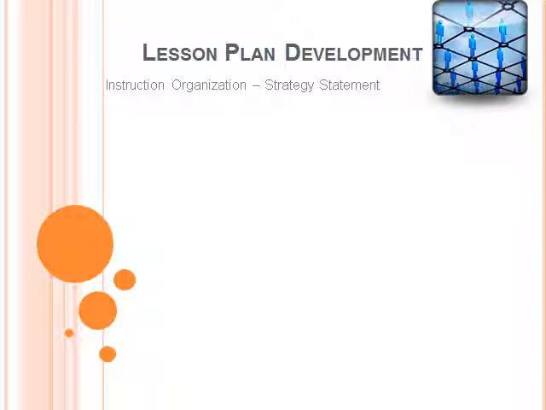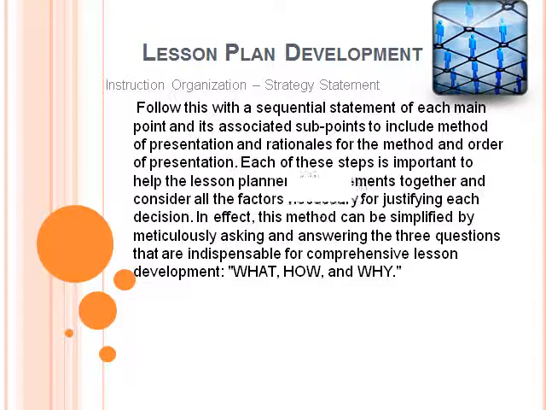As we continue with the strategy statement, follow this with a sequential statement of each main point and its associated subpoints to include method of presentation and rationales for the method and order of presentation. Each of these steps is so important to help the lesson planner fit the elements together and to consider all the factors necessary for justifying each decision.